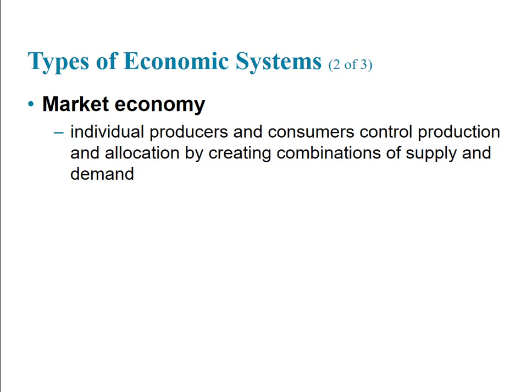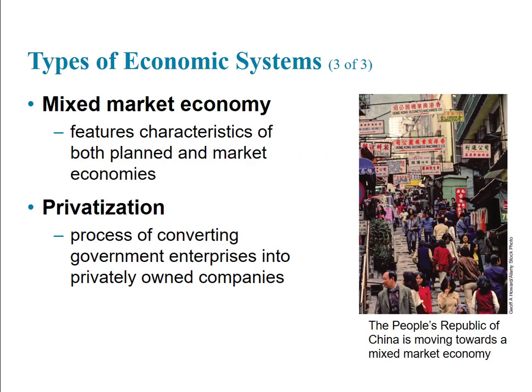Lastly, after we have talked about these first 2, we look at the third type. This third one is the mixed market economy. This type of economy features characteristics of both the first 2 I just talked about, planned and market economies. Lots of countries are moving from planned systems to mixed market systems through what's called privatization. This involves the transformation of government-controlled businesses into privately owned enterprises. In the partially planned system called socialism, the government owns and operates selected major industries.